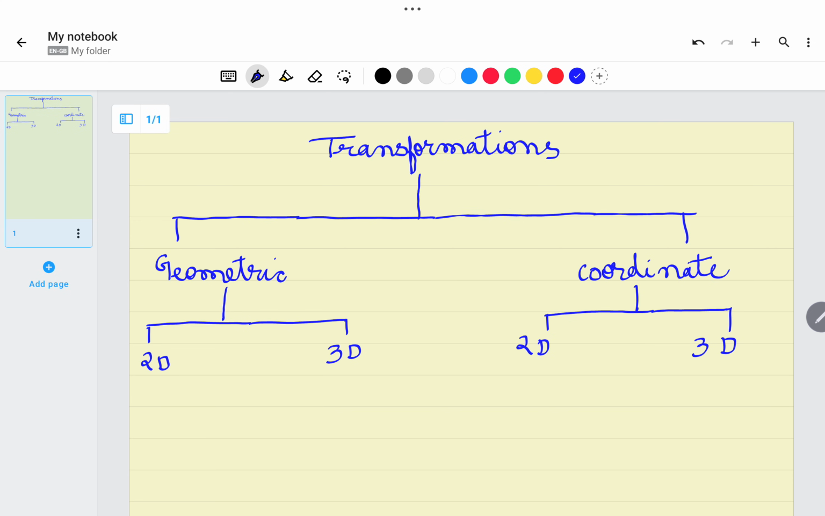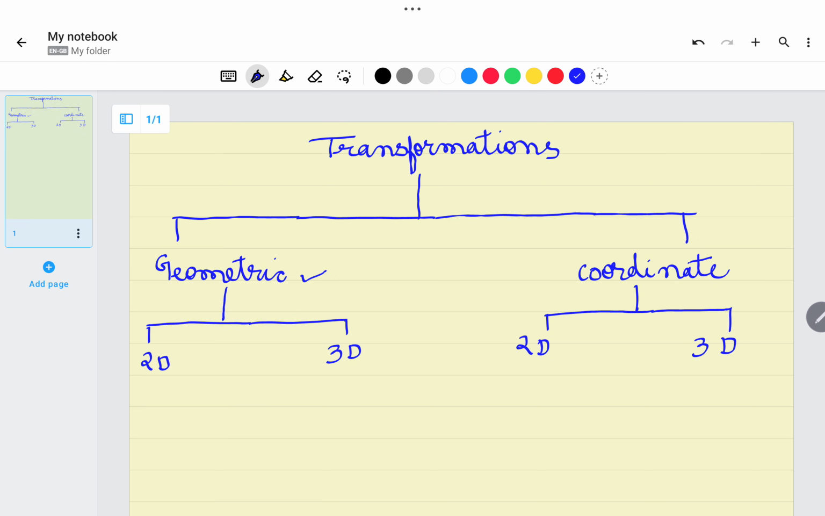The other is coordinate transformation. The background is moving, the object is stationary. Because of the motion of the background, it appears as if the object is moving. Out of these two, we are going to learn about geometric transformations only. Coordinate transformations are not in your syllabus, they are out of scope. We give the motion to the object and the background is held stationary.